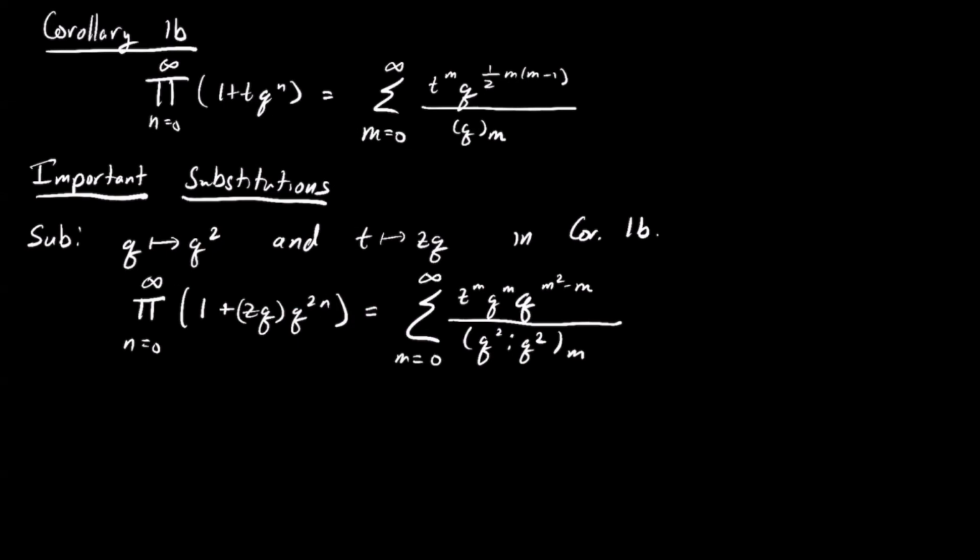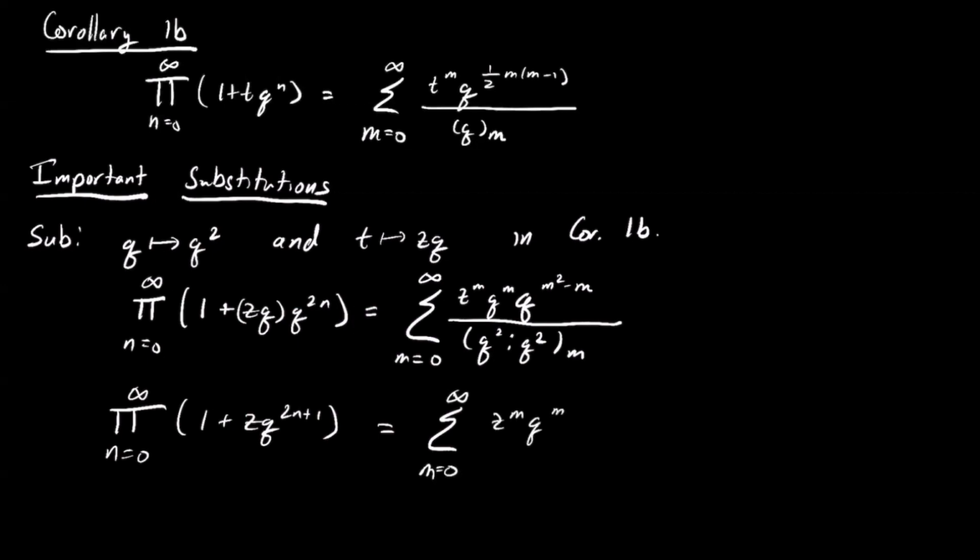Okay, so how does this simplify? Well, there's a little bit of cancellation that happens. So to write this a little bit more elegantly, this will be the sum n goes from 0 to infinity of 1 plus zq to the 2n plus 1 is equal to the sum m goes from 0 to infinity of z to the m, q to the m squared, divided by q squared sub m.